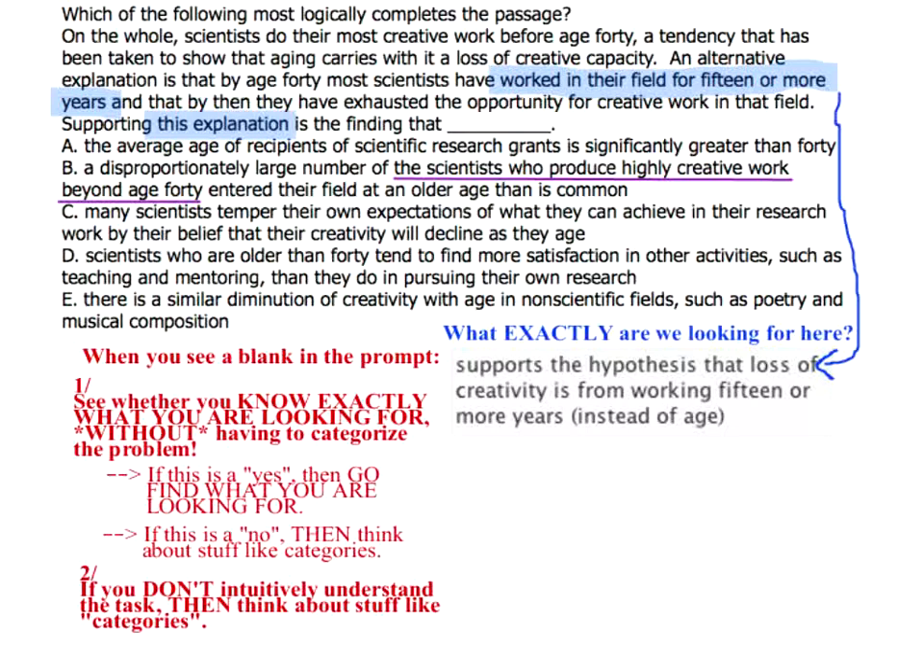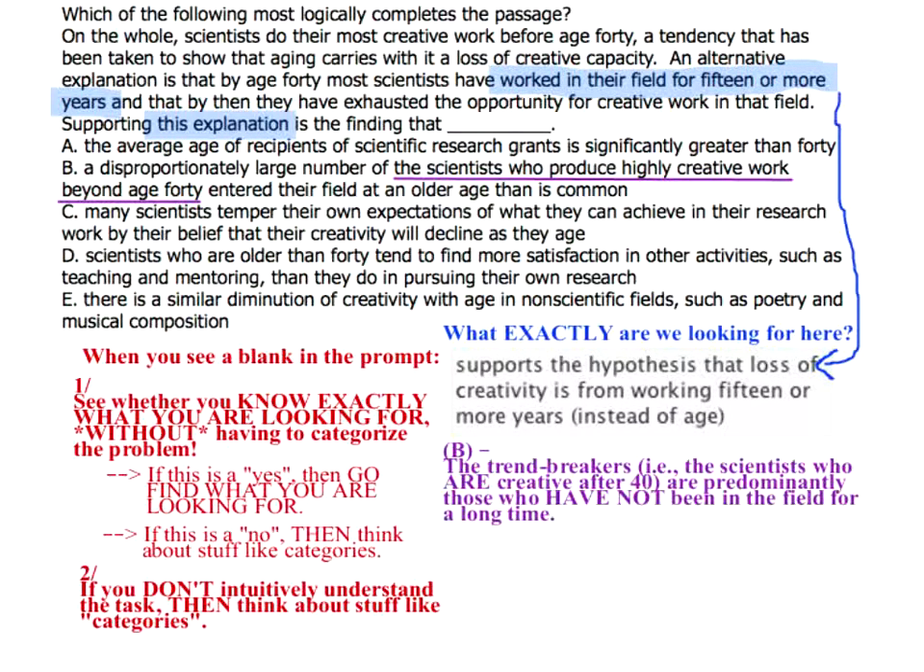And there's this common thread among them, according to choice B. Choice B says that the trend breakers, in other words, the scientists who are creative after 40, are predominantly those who have not been in the field for a long time. So this totally supports that idea.